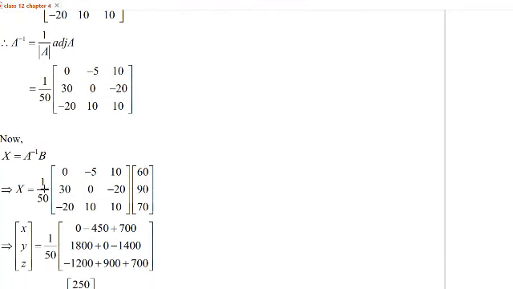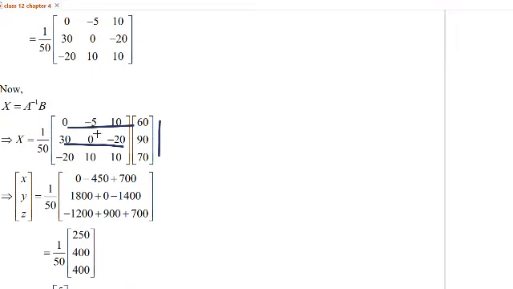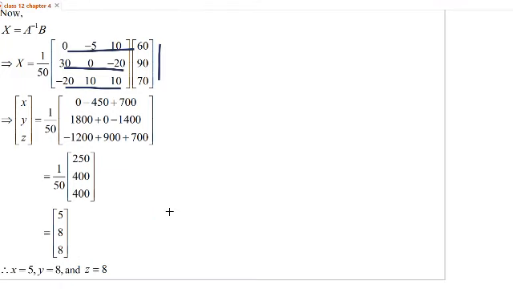So now X is A inverse B, this is A inverse, this is B, multiplying rows with columns. 0 into 60 is 0, minus 5 into 90, minus 450, 10 into 70 is 700, right? Next row, 30 into 60 is 1800, 0 into 90 is 0, minus 20 into 70 is minus 1400, and now last row, minus 1200, 900 plus, and plus 700. So on calculating them, we'll get 250, 400, 400 divided by 50.